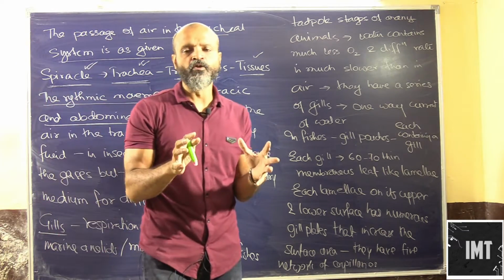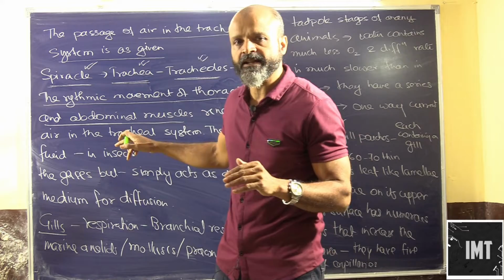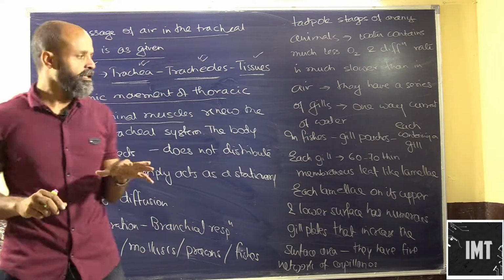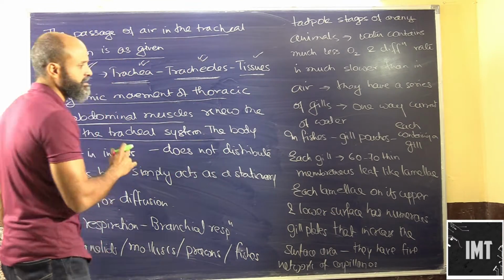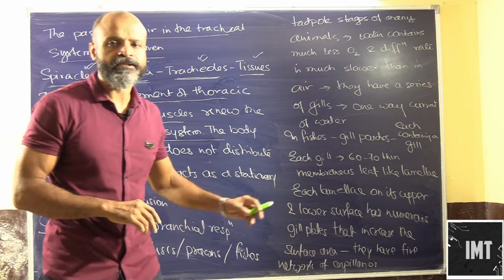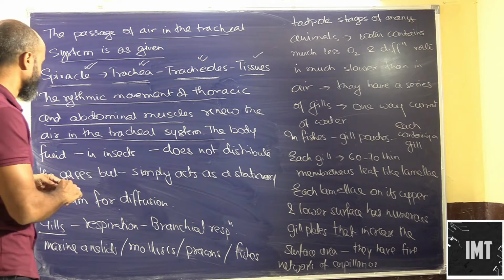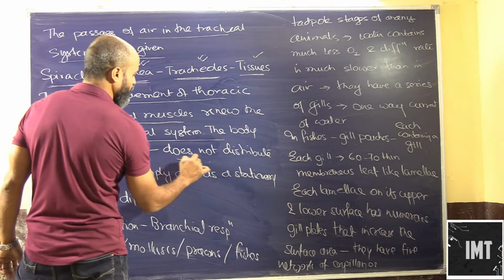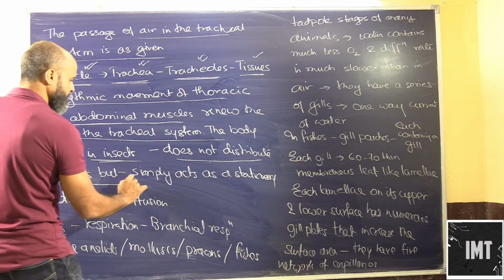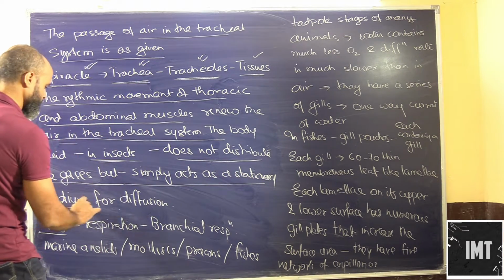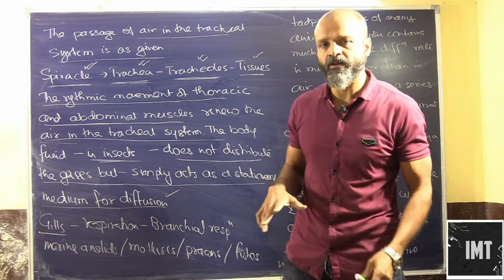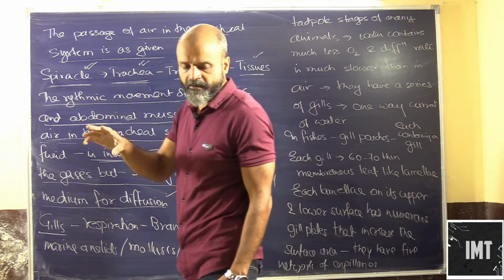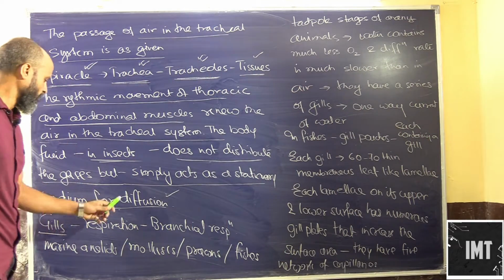So there is a rhythmic movement in insects between the thoracic and the abdominal muscles. This is a continuous movement that renews the air in the tracheal system. The body fluid in insects does not distribute the gases, but simply acts as a stationary medium for diffusion. It is not taking part in the transport of gases, it is just a stationary medium that takes part in diffusion.